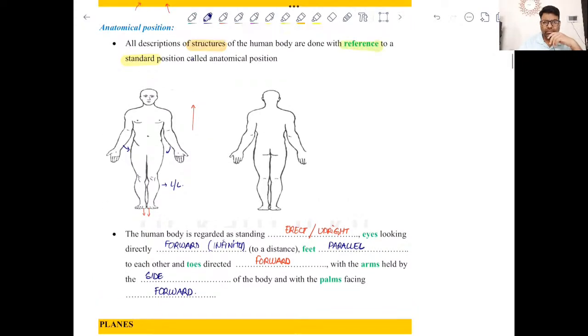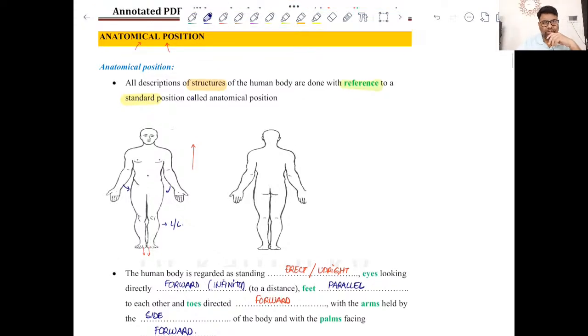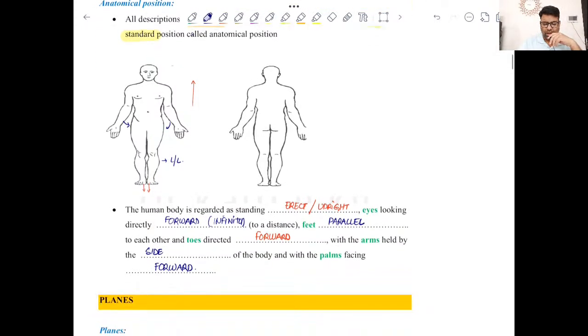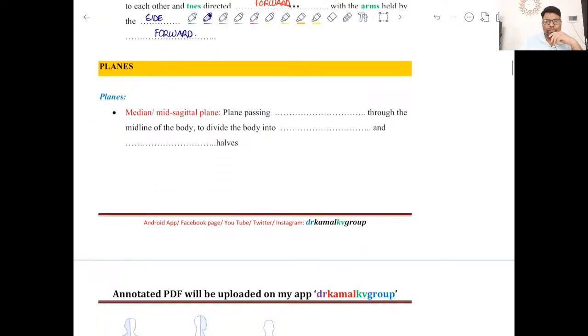So many times you must have heard of the anatomical position of the heart or the anatomical position of the lung. It is the position of that viscera when the subject is in this particular attitude of the anatomical position, right? So it's very important to know this term, anatomical position, and how we have to keep a subject in anatomical position, right?